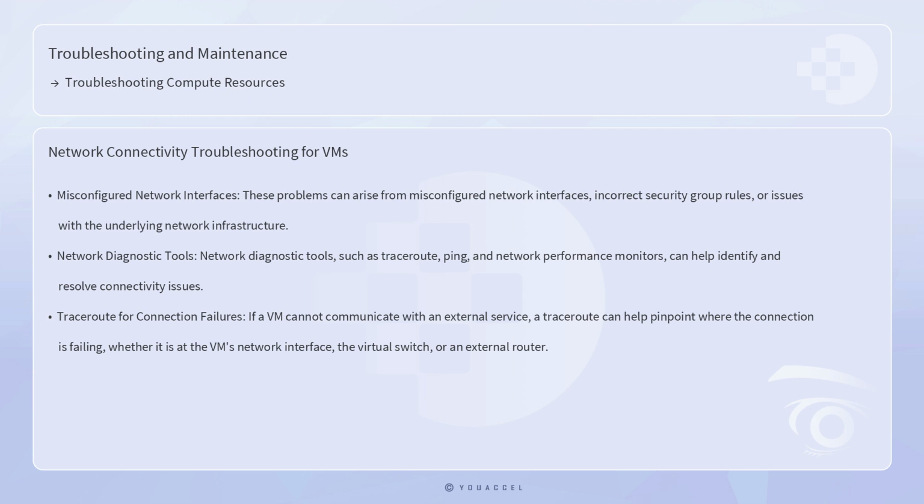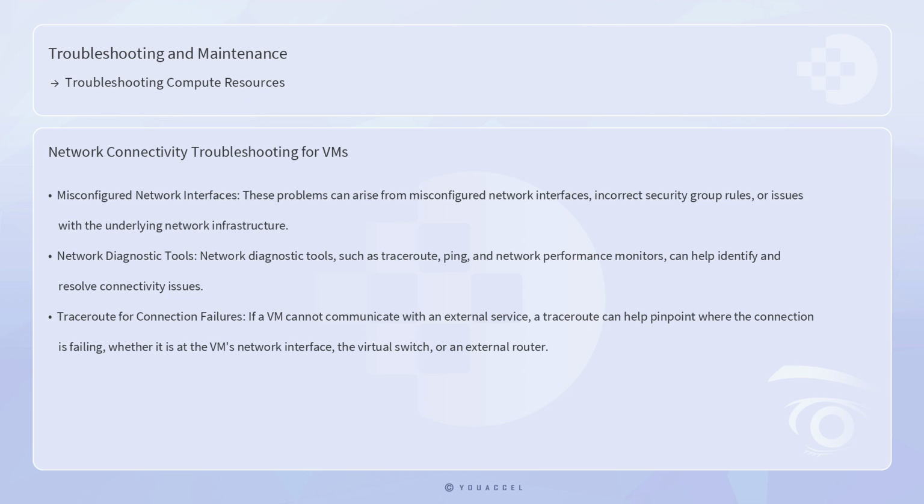Network connectivity problems are another common issue when troubleshooting VMs. These problems can arise from misconfigured network interfaces, incorrect security group rules, or issues with the underlying network infrastructure. Network diagnostic tools, such as traceroute, ping, and network performance monitors, can help identify and resolve connectivity issues.